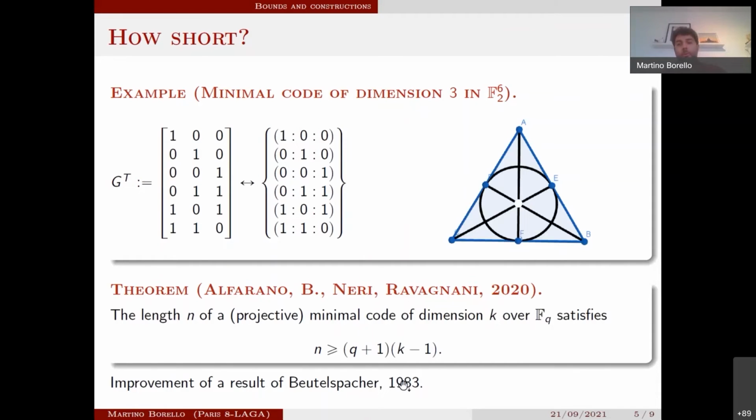This is also proved in general by this theorem. We proved a lower bound on the length of a minimal code of dimension k over q, and this bound is (q plus 1) times (k minus 1). Let me underline that this lower bound is linear in k. This is actually an improvement of a former result by Bote's packet that was proved only for small k compared to q.